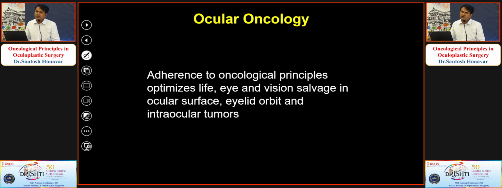So in conclusion, I would say that oncological principles actually help salvage a lot of life, eye, and vision, of course, vision in orbital tumors.